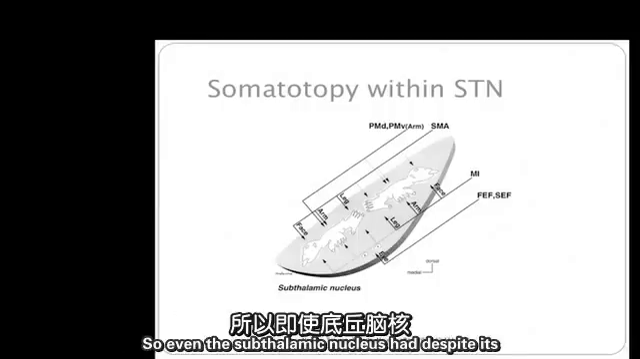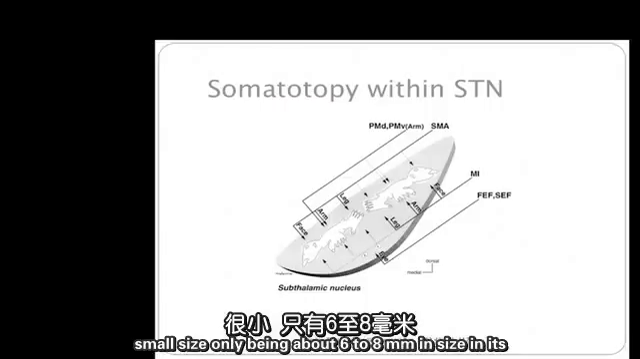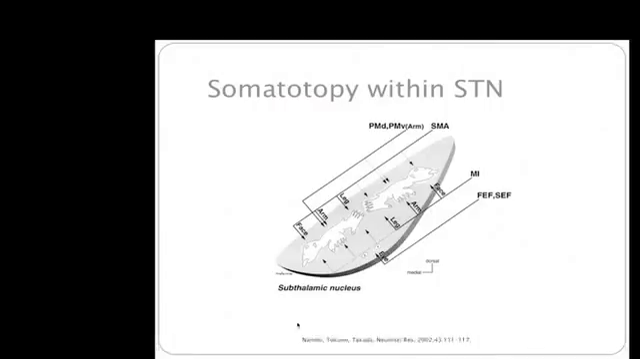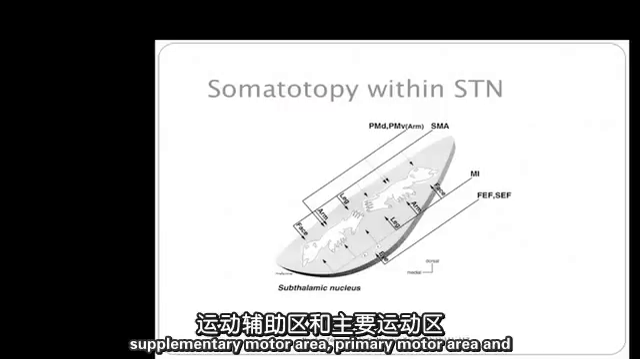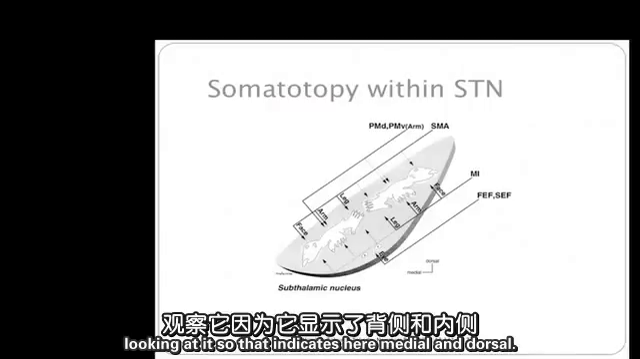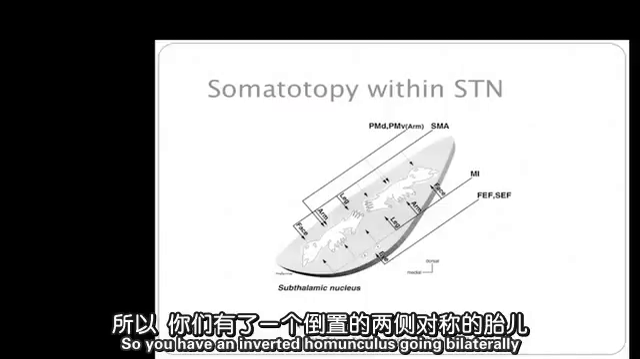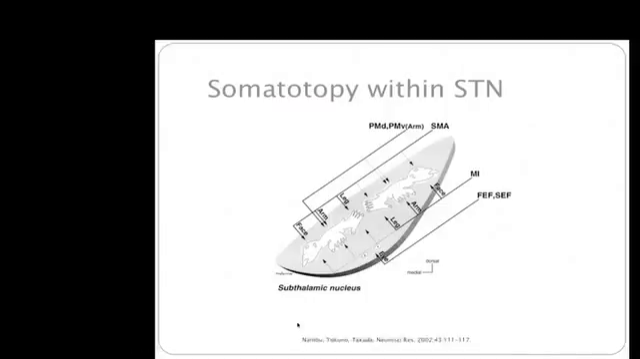So even the subthalamic nucleus, despite its small size, only being about 6 to 8 millimeters in its greatest dimension, has a somatotopy to it. And you can look at different projections from different parts of the brain, including supplementary motor area, primary motor area, and looking at it, so that's, as it indicates here, medial and dorsal. You have an inverted homunculus going bilaterally, controlling different aspects.